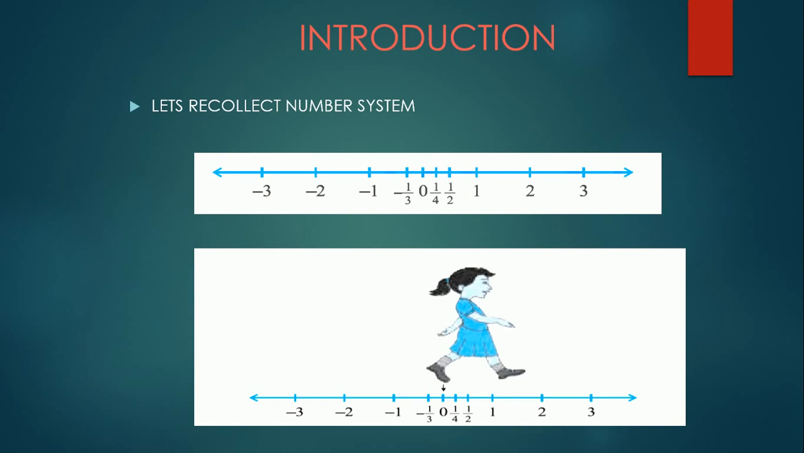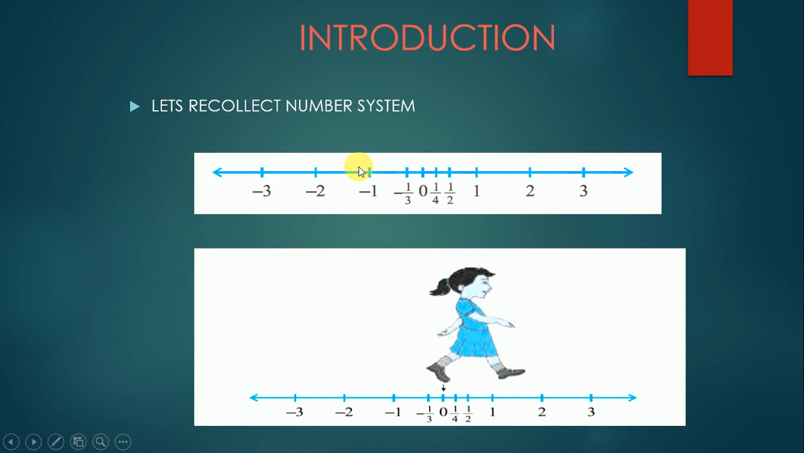So our introduction part. Let's recollect some points related to our number system. This is our number line. In the number line we have 0 here, positive numbers on the right side of the number line and negative numbers which lie on the left side of the number line, right? So this is our number line. The center of the number line is 0, the right side has all the positive numbers and the left side has all the negative numbers.